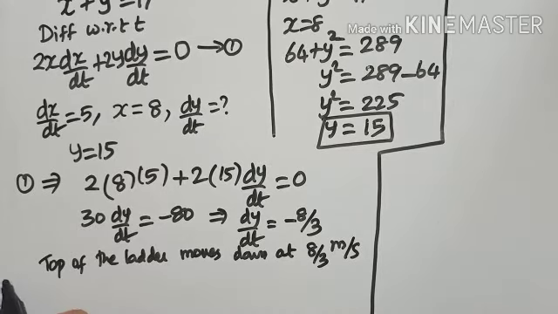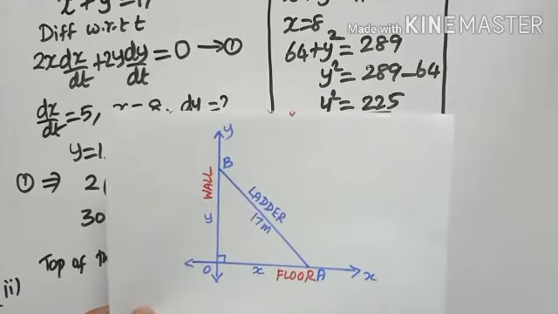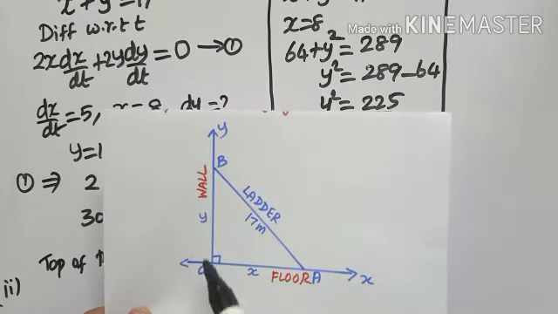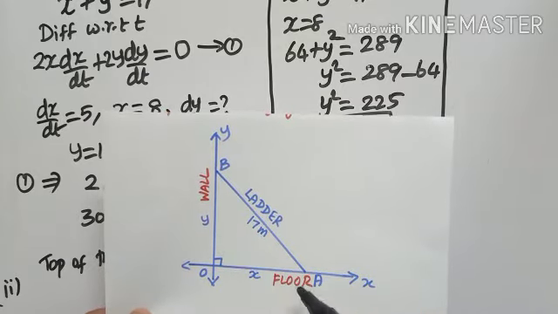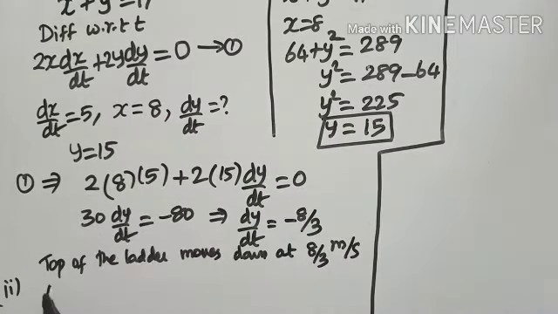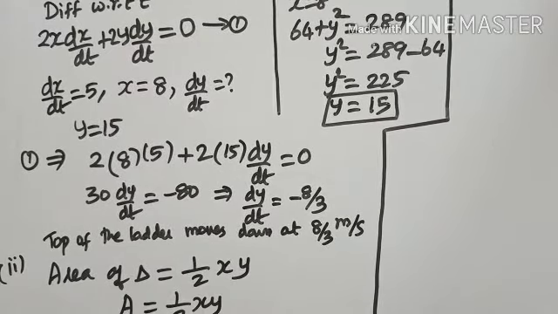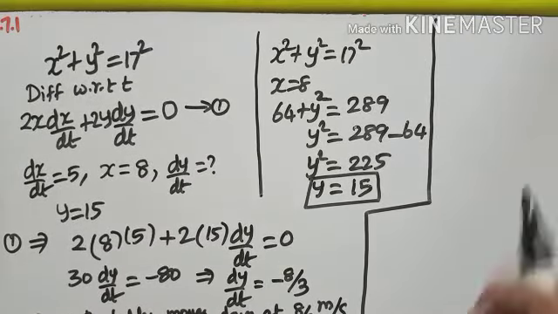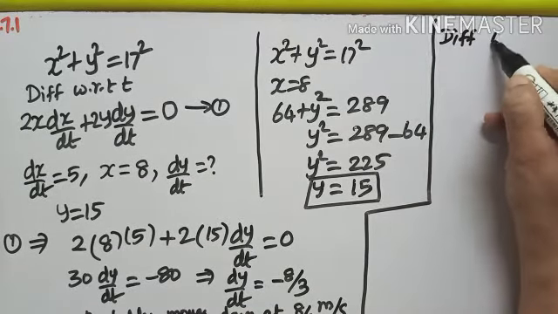Second part of the question is area. How does it change? Look at the diagram. This is x and this is y. It's a triangle. What is the area of the triangle? Half base into height. That is xy. So area of triangle equals half base into height, or I can write A equals half xy. When I differentiate with respect to t, A will become dA by dt.